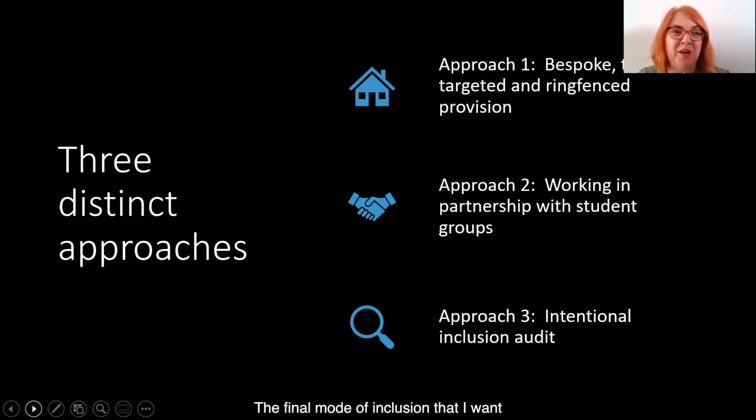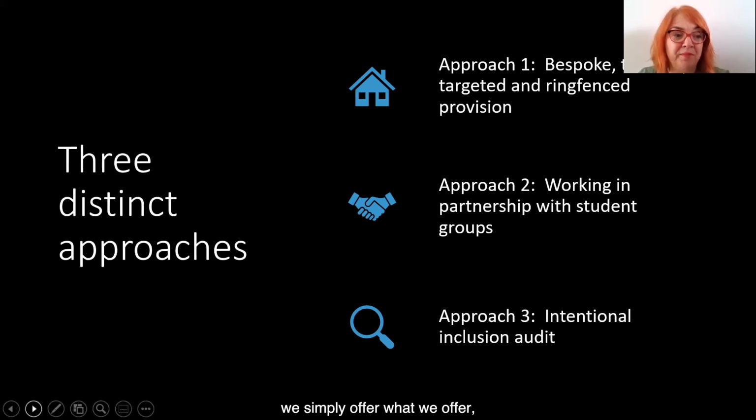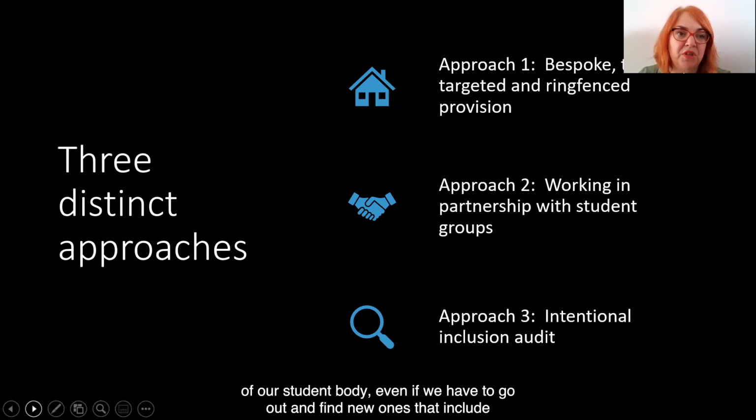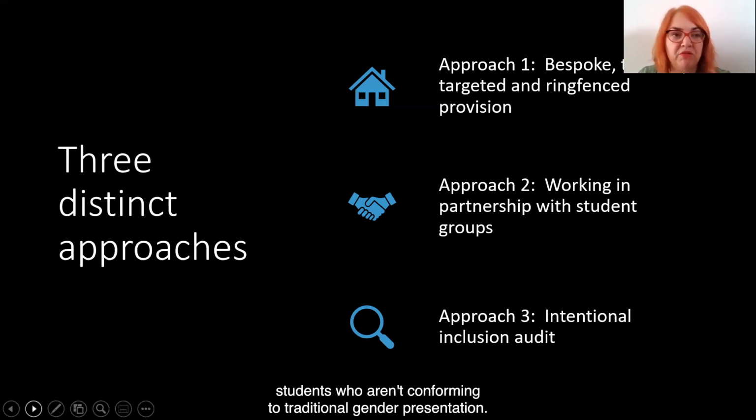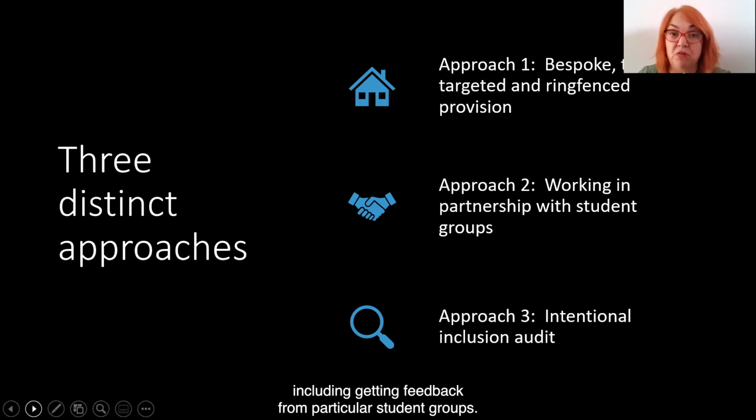The final mode of inclusion that I want to highlight is one where we don't differentiate any of our provision. We simply offer what we offer. But we scrutinise our provision and how it's promoted and how it's described and its content for any inbuilt assumptions about who our clients are. We make sure that the images that we use are reflecting the diversity of our student body, even if we have to go out and find new ones that include students with disabilities or from particular ethnic backgrounds, students who aren't conforming to traditional gender presentation. If we're going to go this way, we probably need an intentional process of auditing our provision, including getting feedback from particular student groups.